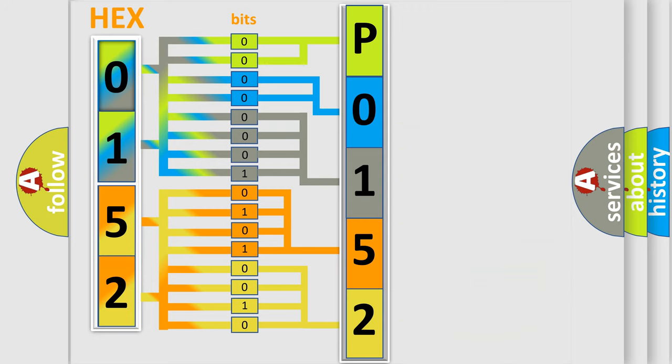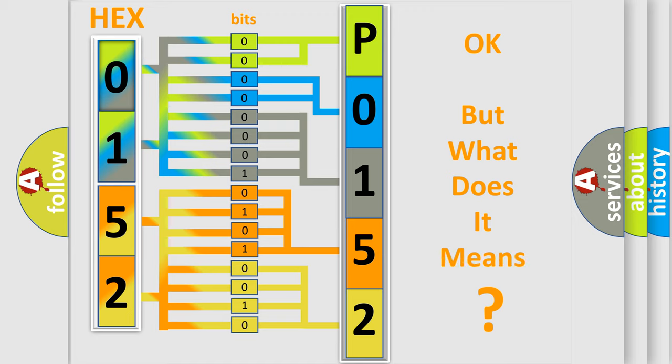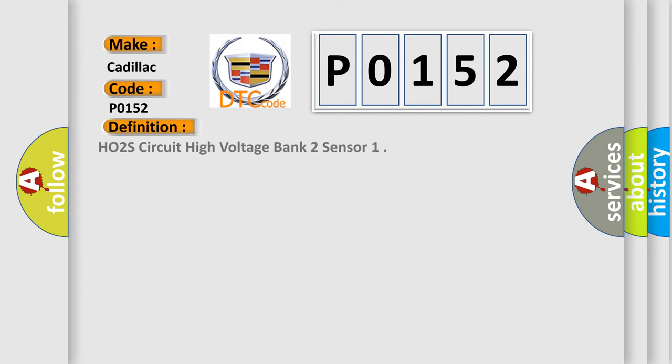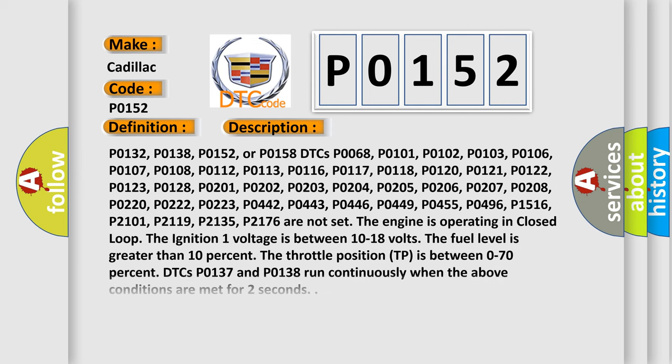We now know in what way the diagnostic tool translates the received information into a more comprehensible format. The number itself does not make sense to us if we cannot assign information to what it actually expresses. So, what does the diagnostic trouble code P0152 interpret specifically for Cadillac? The basic definition is HO2S circuit high voltage bank 2 sensor 1. And now this is a short description of this DTC code.